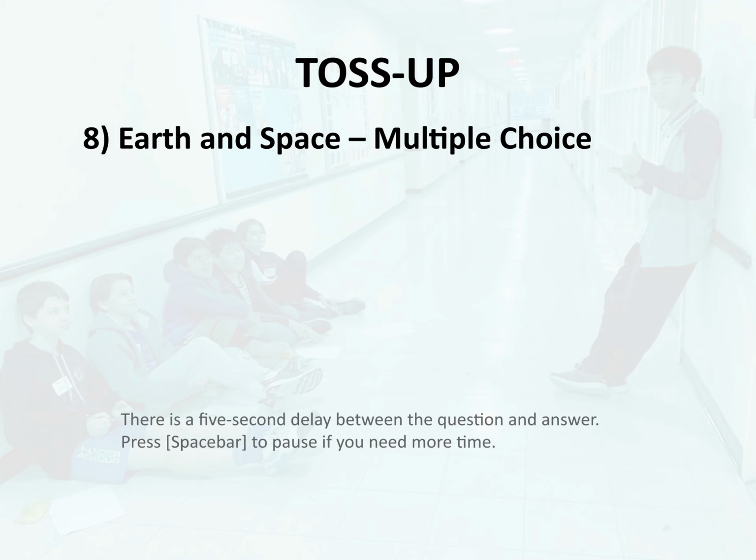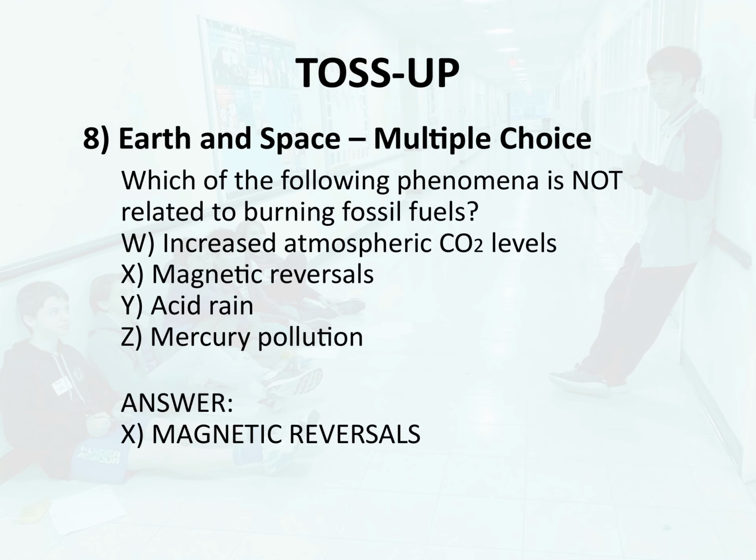Toss-up 8. Earth and space, multiple choice. Which of the following phenomena is not related to burning fossil fuels? W. Increased atmospheric CO2 levels. X. Magnetic reversals. Y. Acid rain. Z. Mercury pollution. Answer: X. Magnetic reversals.